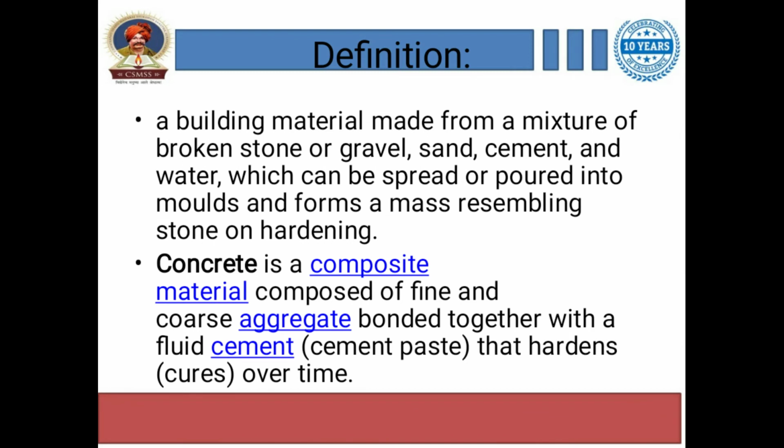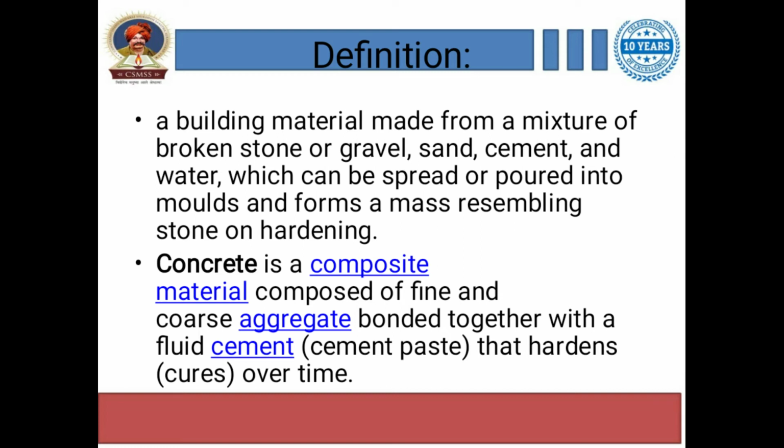Now, in this lecture, we will study a building material made from the mixture of broken stone or gravel, sand, cement and water, right, which can be sprayed or poured into the mold and form a mass resembling stone on hardening, is known as concrete. Then concrete is a composite material composed of fine and coarse aggregate bonded together with a fluid cement that hardens over time. These are the two major or popular definitions of concrete or concrete mortar, right?